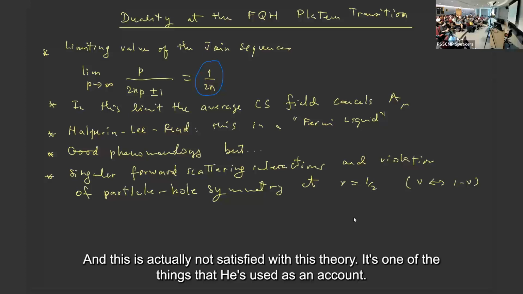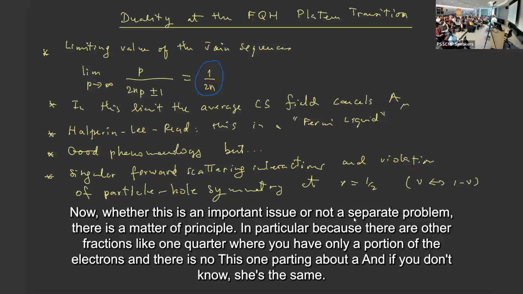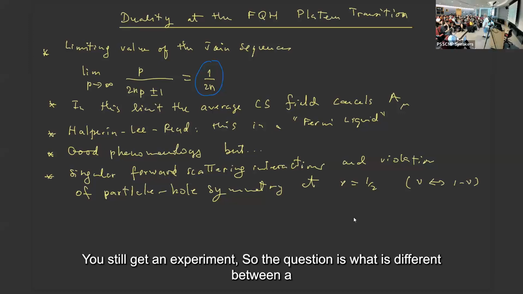Now, whether this is an important issue or not is a separate problem, and whether it's a matter of principle. In particular, because there are other fractions, like 1/4, where you have only 1/4 of the electrons, so there is no particle-hole symmetry ever in that case. And the phenomenology is the same. You still get this Fermi liquid plus a gauge field. So the question is, what is different between a half and a quarter and an eighth and so on? Whatever theory works for half should work for all the other ones with some minor modifications.